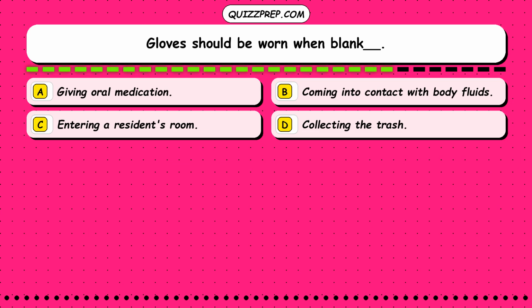Gloves should be worn when blank. Option A. Giving oral medication. Option B. Coming into contact with body fluids. Option C. Entering a resident's room. Option D. Collecting the trash.